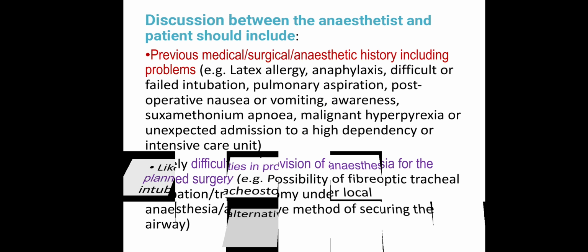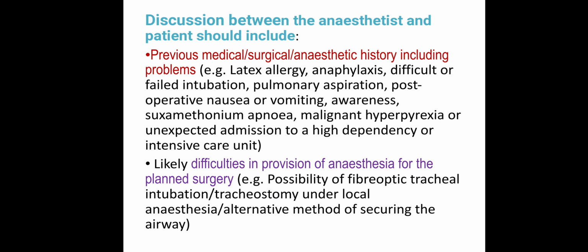Anesthesia. Discussion between anesthetists and patients should include previous medical, surgical, and anesthetic history, including problems such as latex allergy, anaphylaxis, difficult or failed intubation, pulmonary aspiration, postoperative nausea or vomiting, awareness, succinylcholine apnea, malignant hyperpyrexia, unexpected admission to a high dependency or intensive care unit, and likely difficulties in provision of anesthesia for planned surgeries, for example, the possibility of fiber optic tracheal intubation, tracheostomy under local anesthesia, or an alternative method of securing the airway.